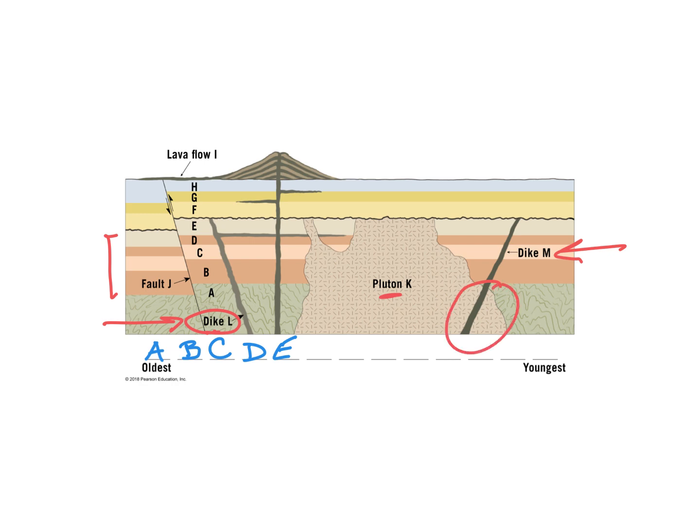And then if we follow L up, L continues up this way to the surface, but this is part of L as well. And notice that it does not cut across Pluton K. So that gives us some age relationships, which can help us figure out which happened first. So we're looking at L, K, and M to figure out which happened first.